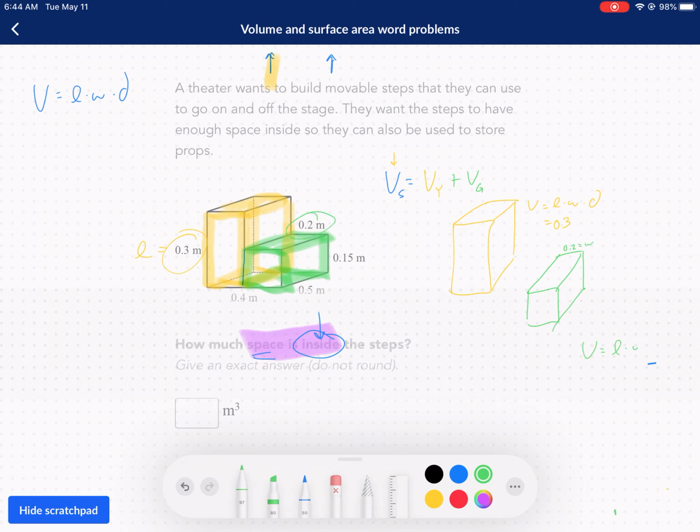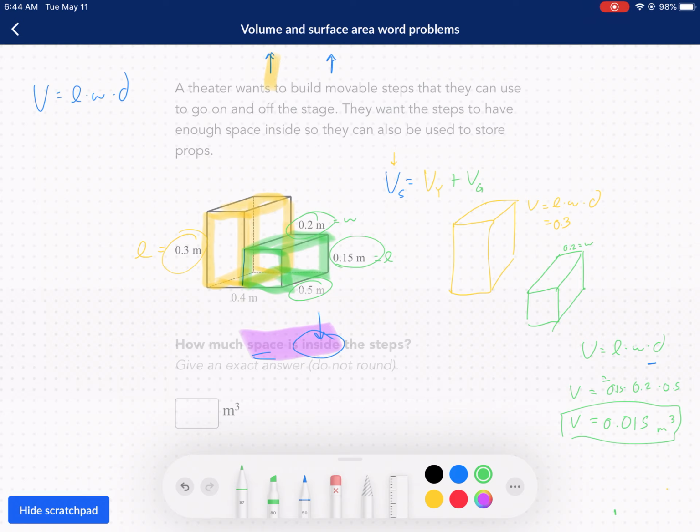Volume equals length times width times depth. We know that 0.2 in the middle is the width, and then we have this, which I call the L. So that's L, that's width. The L is 0.15, and then our depth is 0.5. So I'm going to multiply all these together: 0.5 times 0.2 times 0.15. My students always get confused on this. When you multiply multiple decimals together, you're going to get a smaller decimal, 0.015. So there's my volume, and the units are meters cubed. Okay, so I'm done with my green.